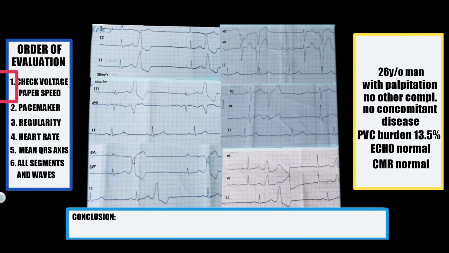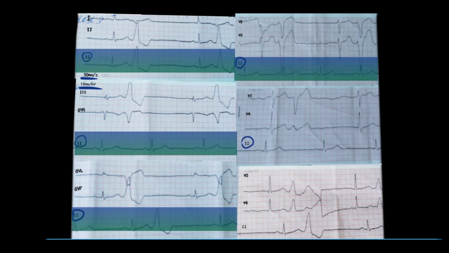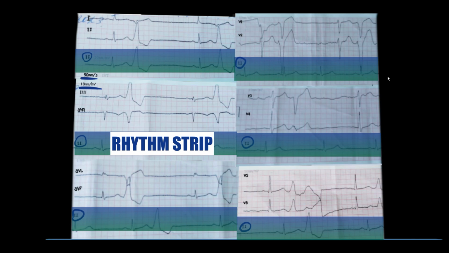And first thing that we need to check is voltage and paper speed. As you see, 10 mm is 1 mV and paper speed is 50 mm per second, which means that one large box is 0.1 second. As you see, after every 2 leads, we see second standard lead as a rhythm strip.